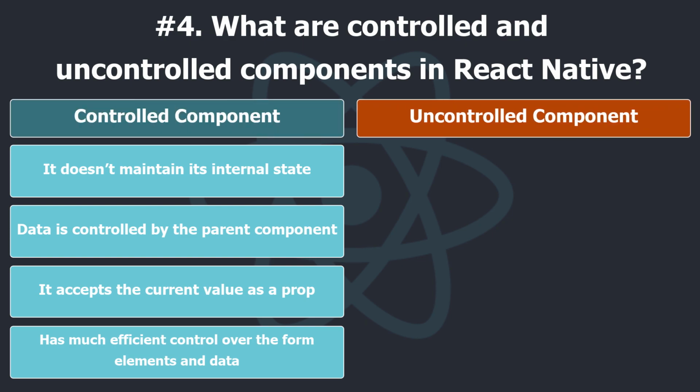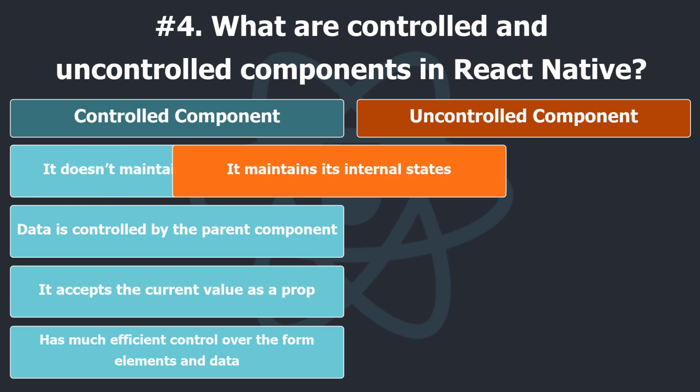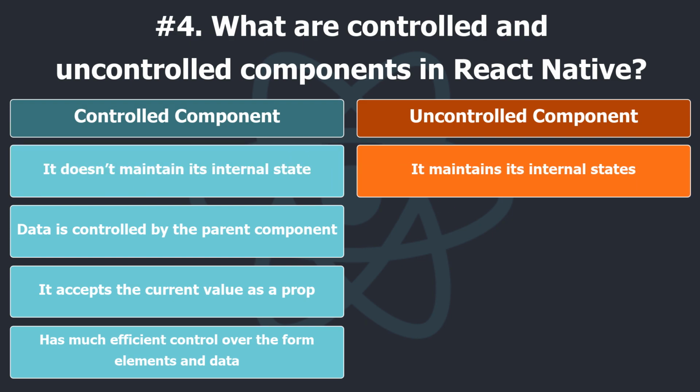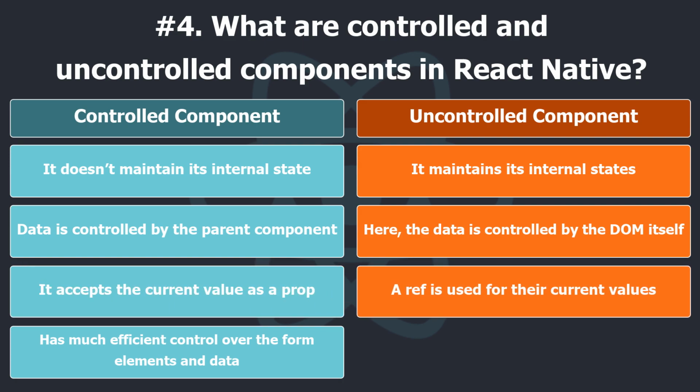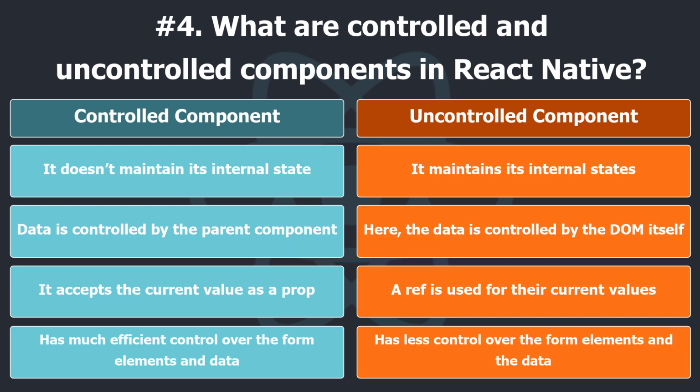An uncontrolled component is similar to the traditional HTML form inputs, but here the form data is handled by the DOM itself. It maintains its internal state. Here the data is controlled by the DOM itself. A ref is used for their current values. It has less control over the form elements and the data.